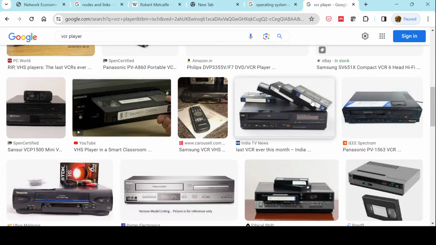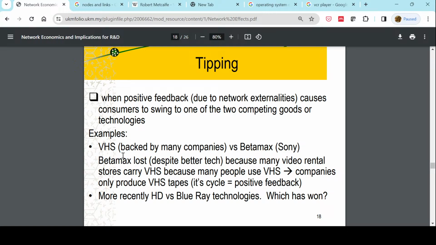So the case was VHS. There are two competing standards, two competing technologies or standards, which is VHS versus Betamax. Betamax by Sony only. And you must remember, Sony was the king of TV in the 1980s, 1990s also. At that time, still non-digital.